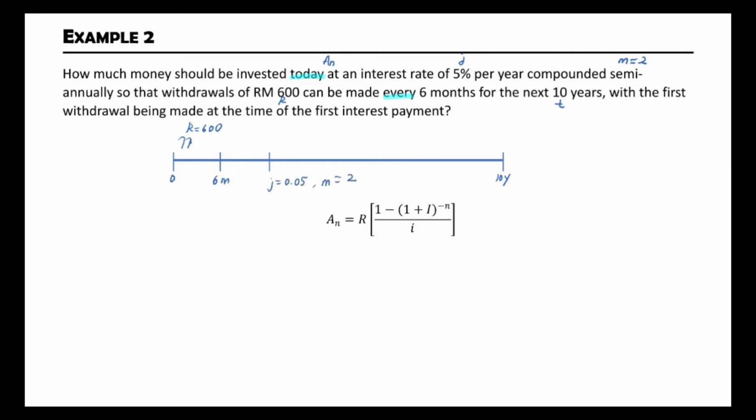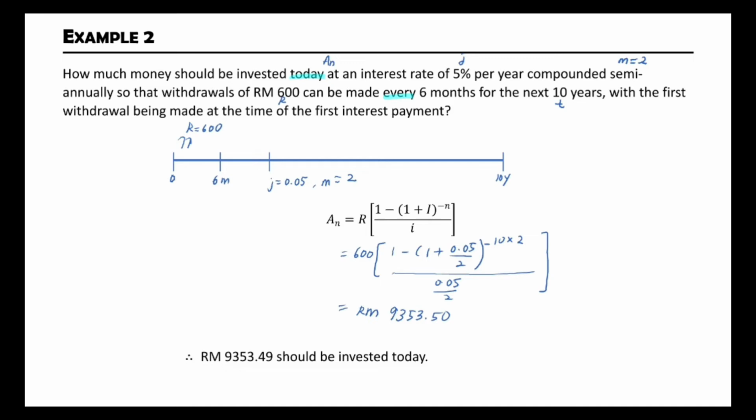So A_n is given as R times (1 minus (1 plus i) power of negative n) over i. A_n is what we're looking for. R is 600. 1 minus (1 plus i), where i is j over m, so 0.05 divided by 2, power of negative n, where n is t times m, divided by 0.05 over 2, equal to RM 9,353.50. So RM 9,353 with 49 cents should be invested today.